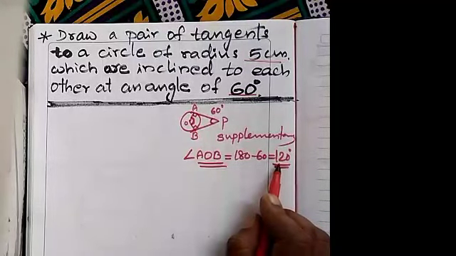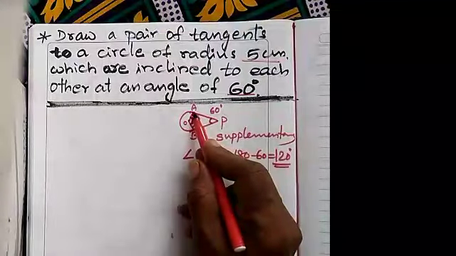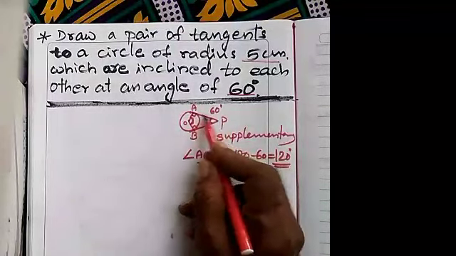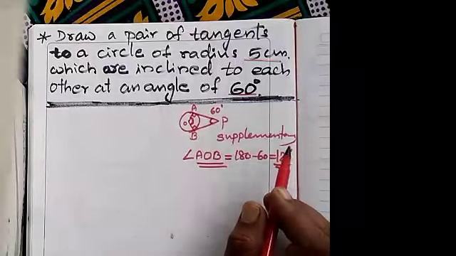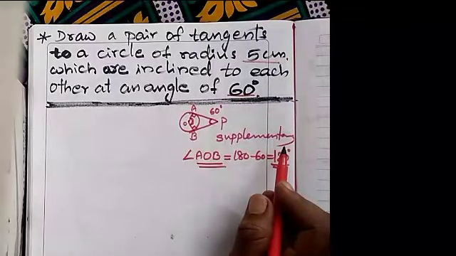Now, we are constructing 120 degree at the center and after that constructing two perpendiculars. They will intersect or meet at the point P. That is our idea. So, shall we start?